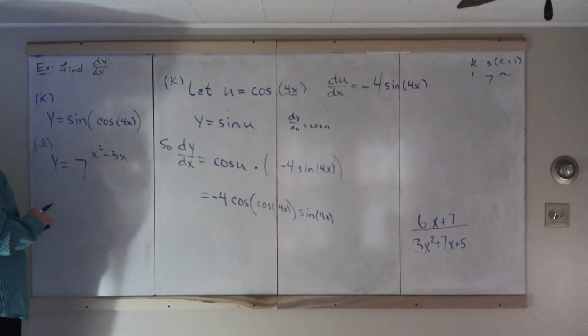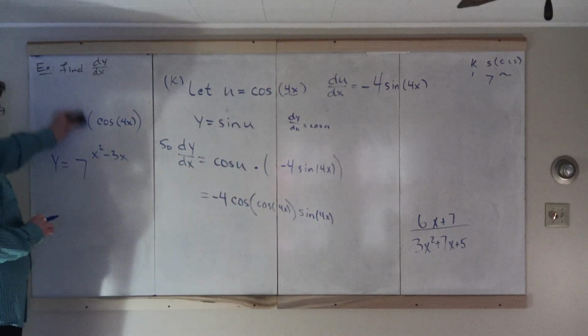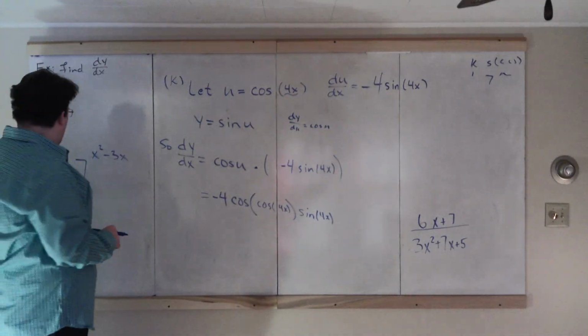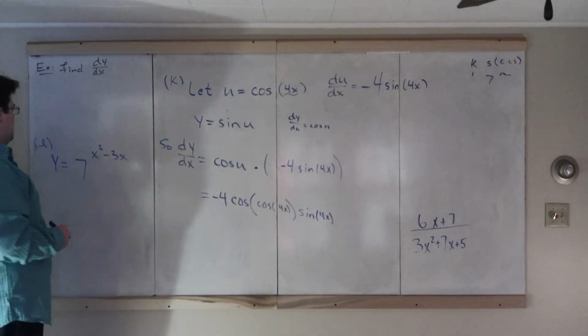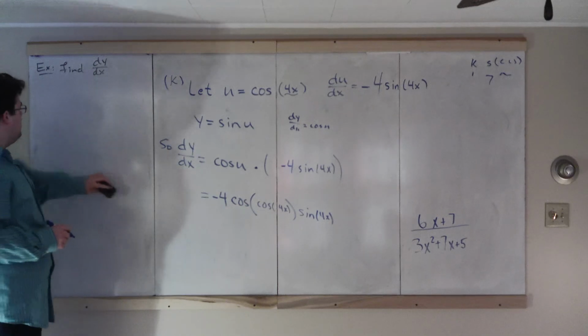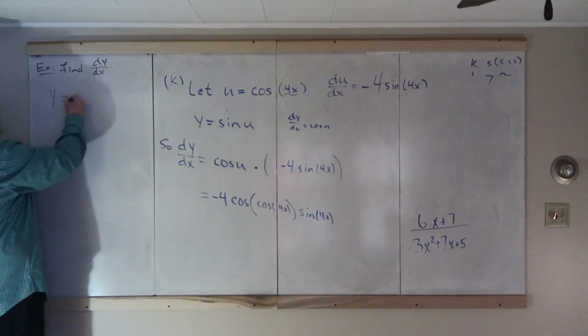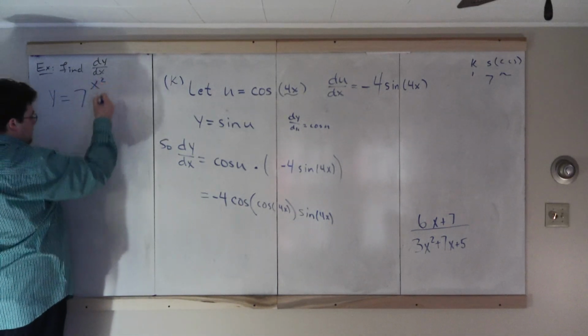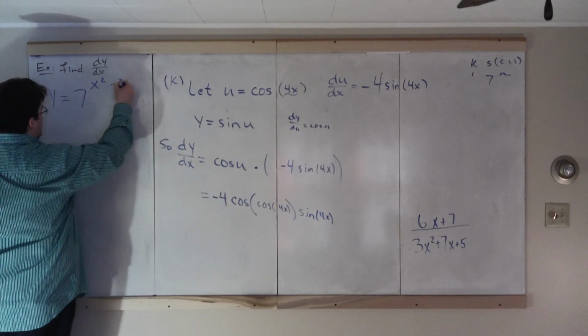And now let's look at part L. We have 7 to something. I'm just going to write it up here. Y equals 7 to the x squared minus 3x.